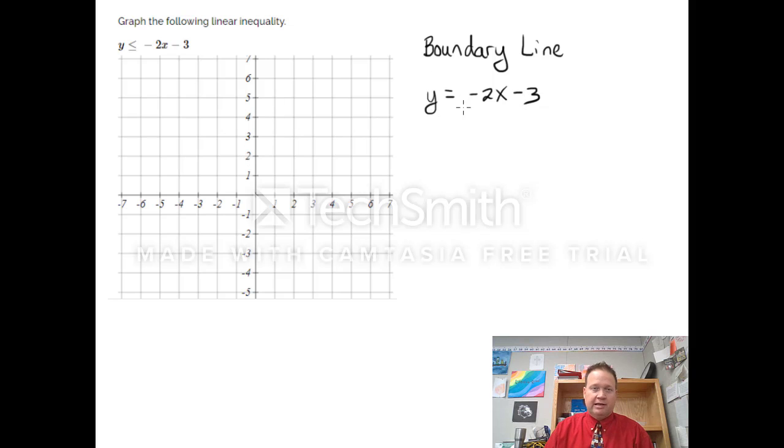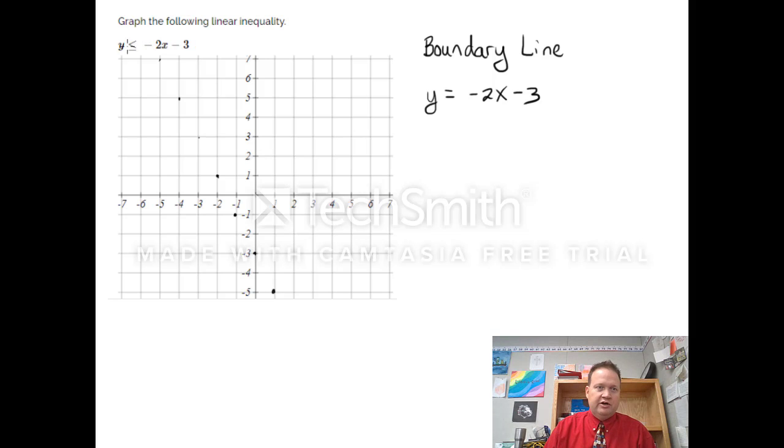This is in slope-intercept form, so we're going to start by going down 3, and we'll make our first dot, and then it's got a negative 2 slope, so it's going to go up to the left. We're going to go up 2 and over 1. That's rise over run. We'll go up 2 and over 1 again, and up 2 and over 1 again, and up 2 and over 1 again. And this is where we've got to be careful. Things are going to be a little different. I'll make one more dot right over here.